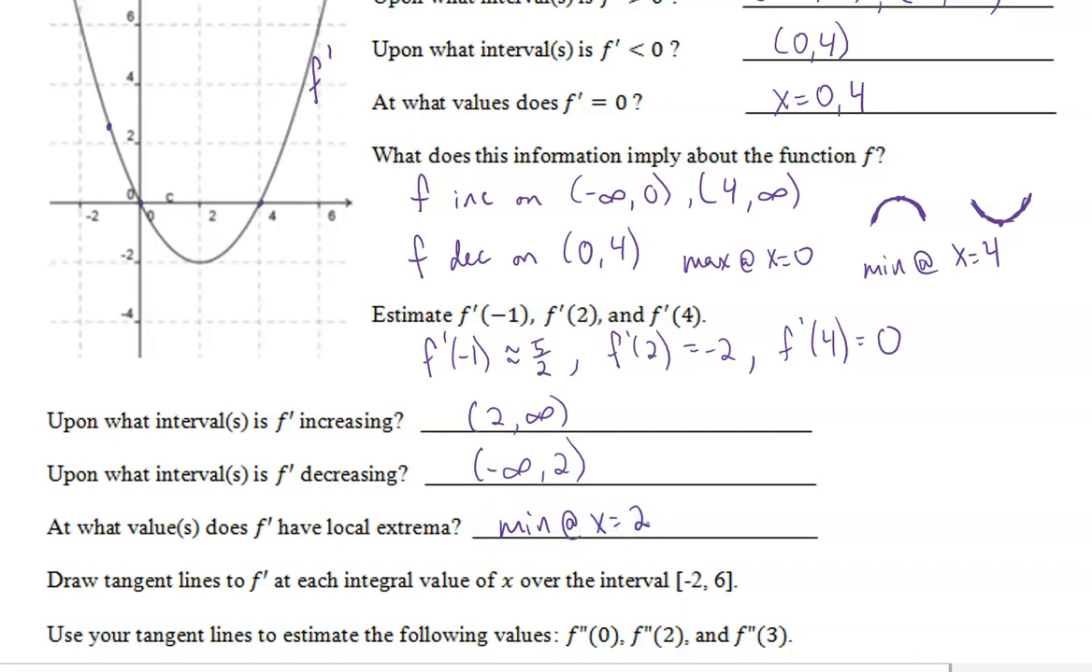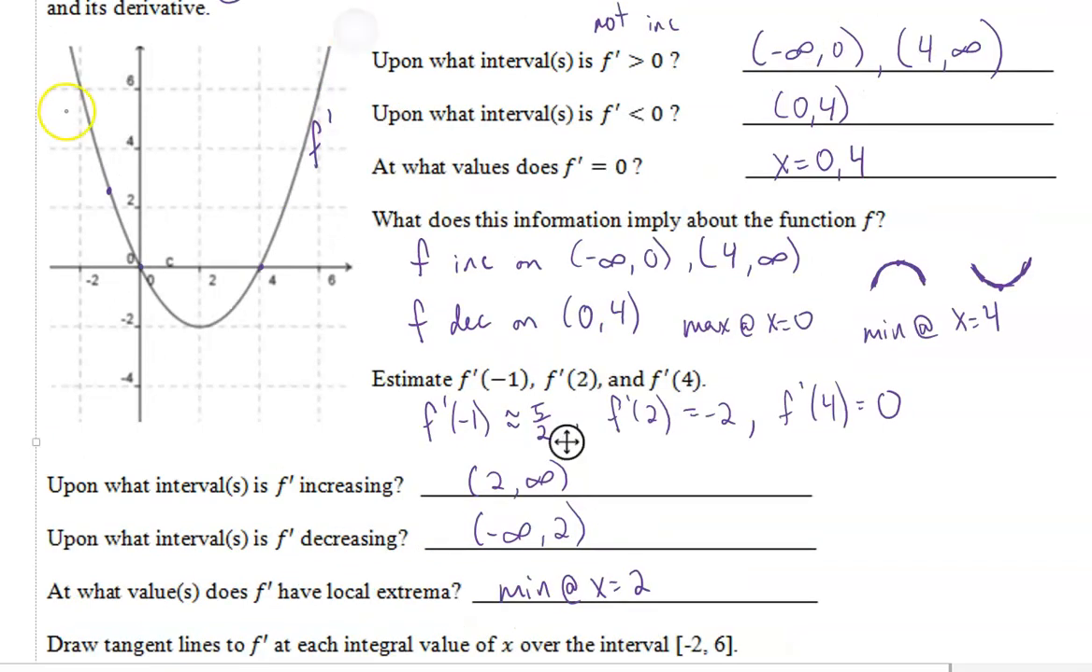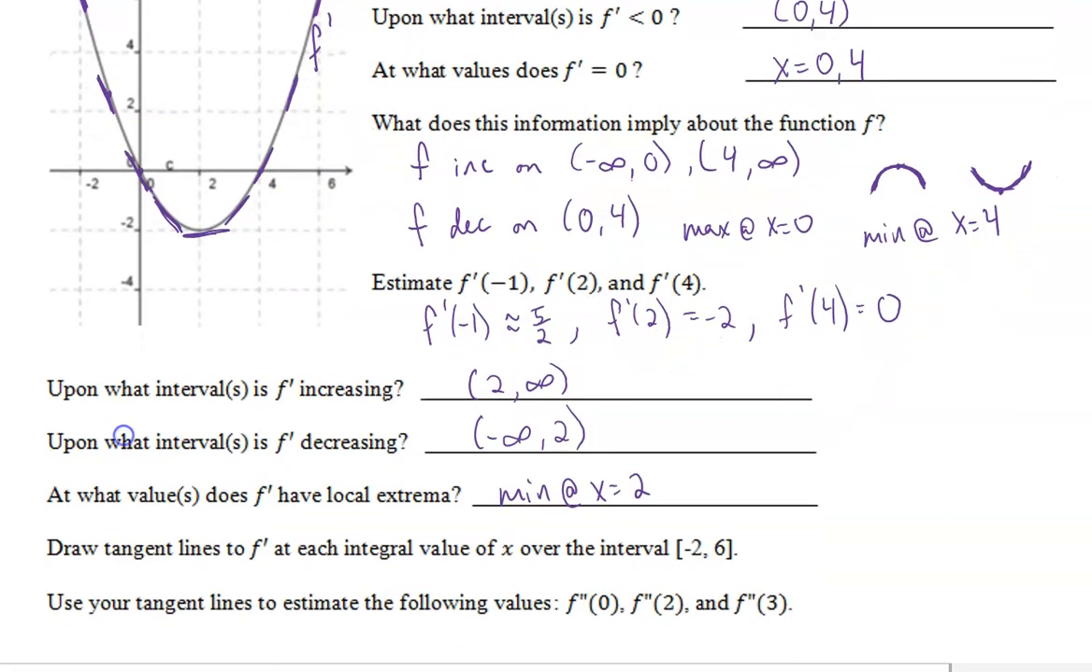Okay, now we're going to draw tangent lines to f prime at each of those integers. Okay, so the integral values of x over this interval. So this should look the same as your tangent line sketches on the previous one. Okay, so you should have something like that. Okay, and then it says use your tangent lines to estimate the following values.